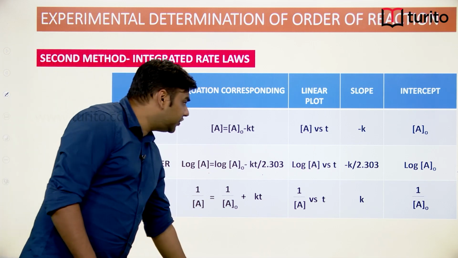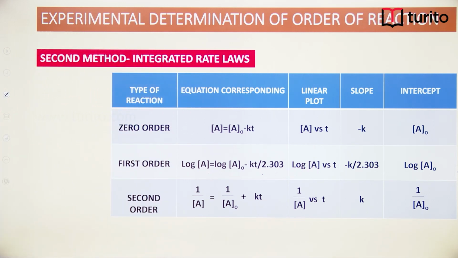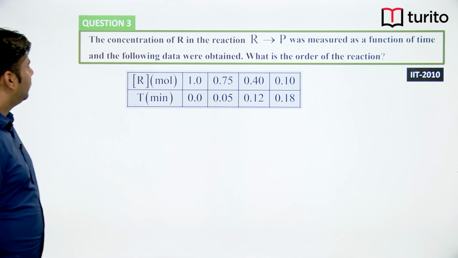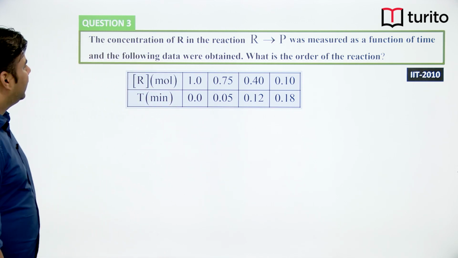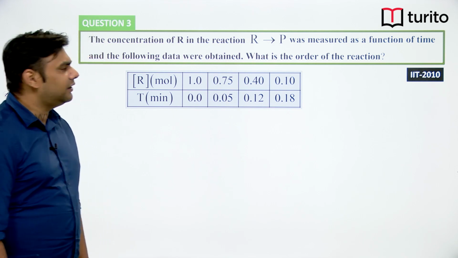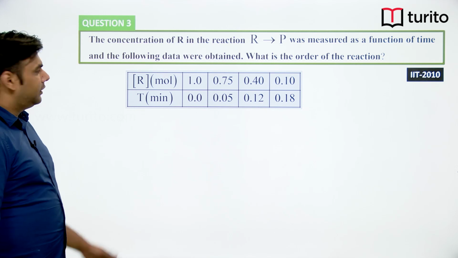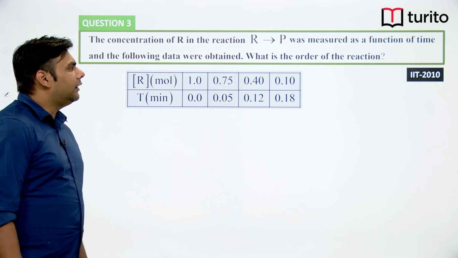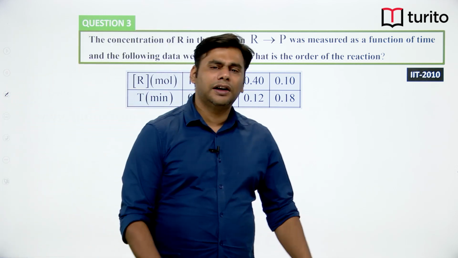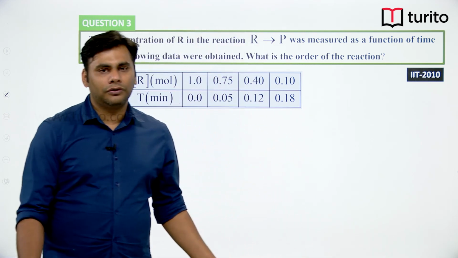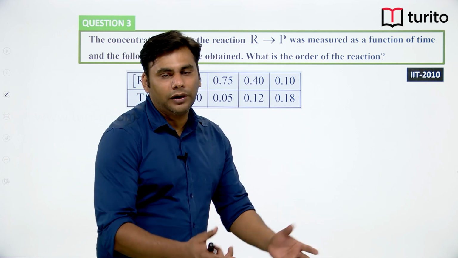So just look at one of the questions to understand this. This was asked in IIT 2010, okay. The question says the concentration of R in the reactant changing into product was measured as a function of time, and the following data were obtained. What is the order of the reaction? So again this is basically a hit and trial method only. We don't know which formula to be used.